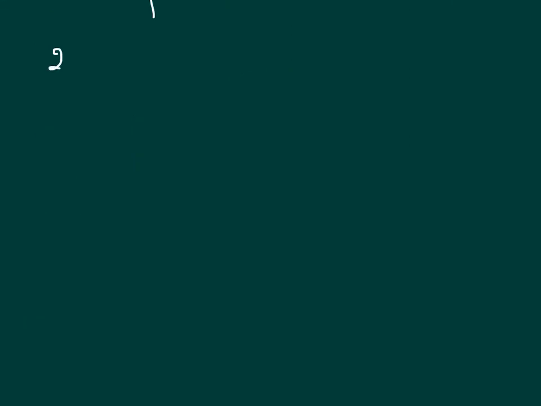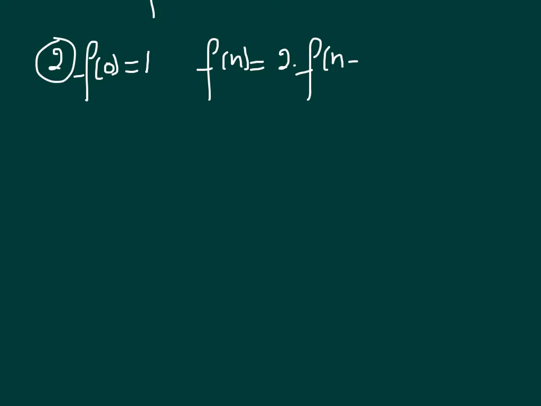For number 2, you're given f(0) is equal to 1, and f(n) is equal to 2 times f(n-1). Just because it's multiplication, it indicated to me it's geometric. They gave you the formula recursively. That means the common ratio is 2. They're asking for the next terms.